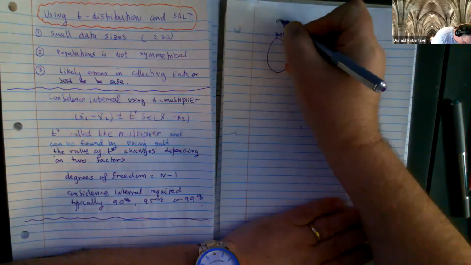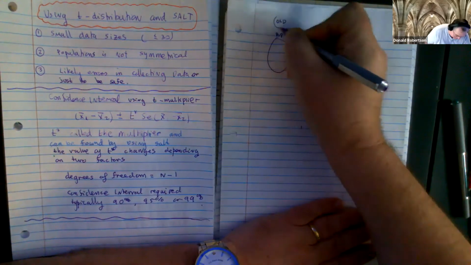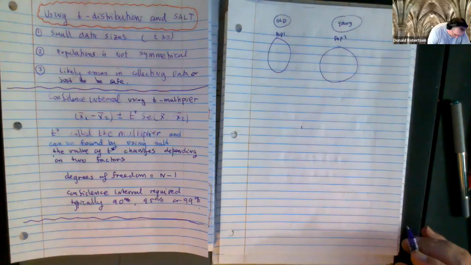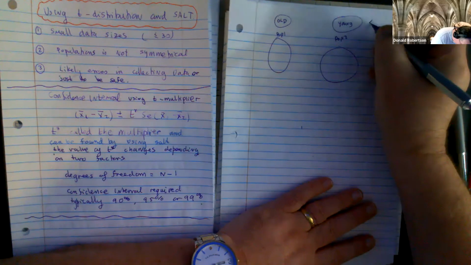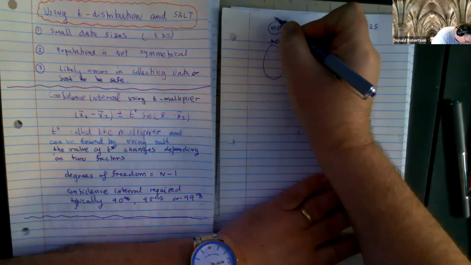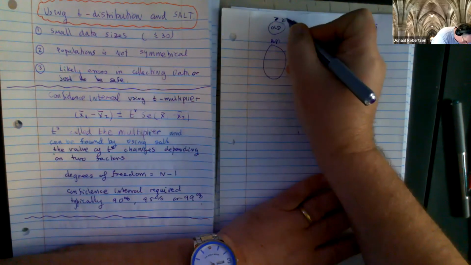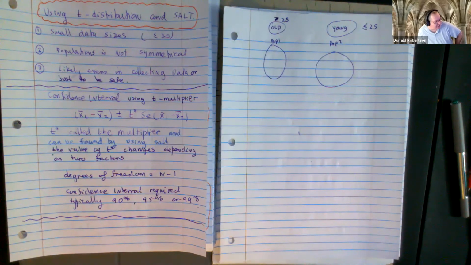Okay, population one are going to be old people and young people. I'm describing young people, because of my age, as anybody who's less than or equal to 25, and old people are basically people older than 25. So you might want to have different labels for them, but that's how I'm going to describe it.